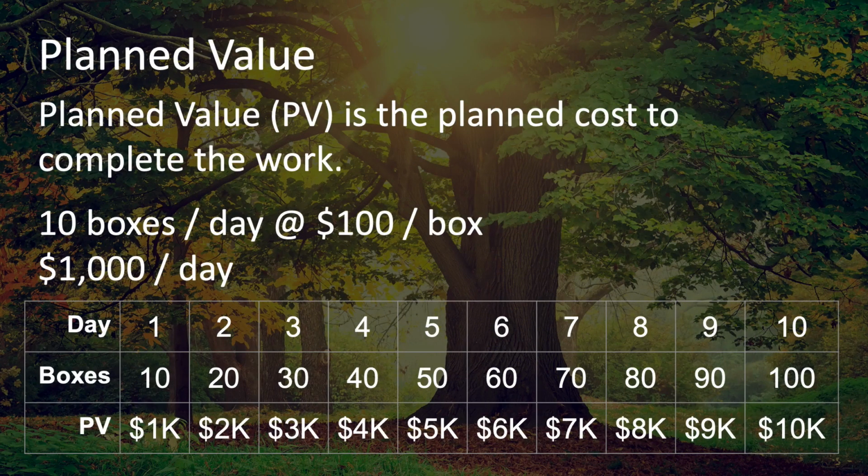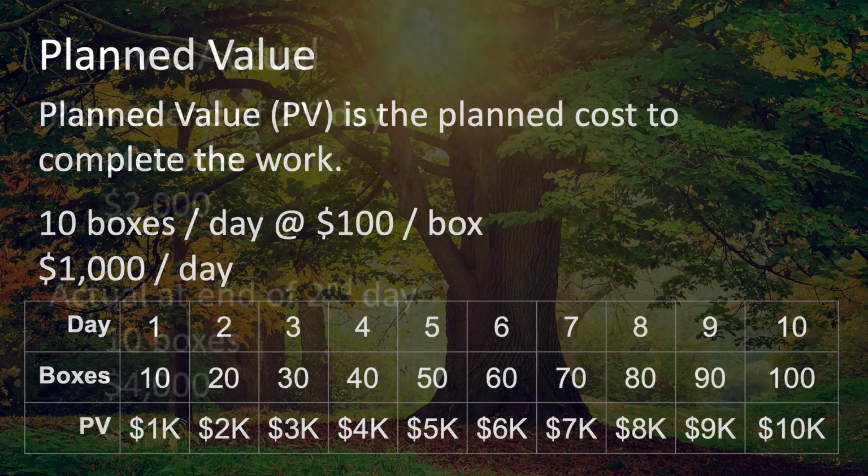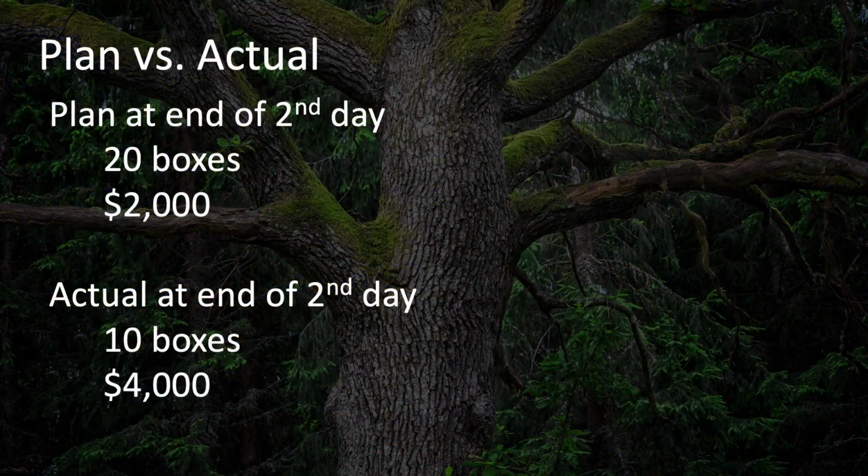It shows the days from the 1st to the 10th day, the number of boxes that should be completed by the end of each of these days, and the amount of money or planned value scheduled for each of those days. Now let's suppose that at the end of the second day, 10 boxes have been scanned at a cost of $4,000. Clearly the project is off track, and earned value analysis will quantify the variance in a standard way.